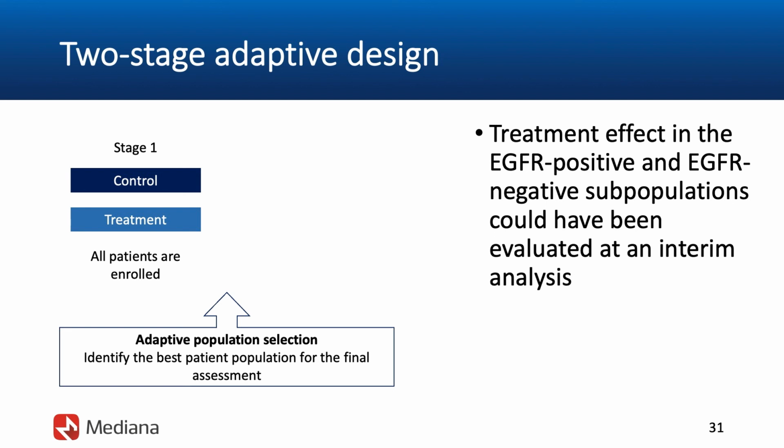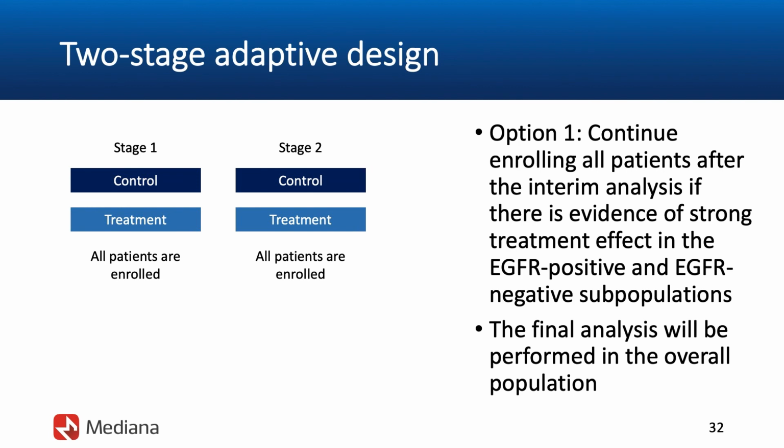That first stage data includes control and treatment patients up to a predefined number of primary events, which is the number of patients who experienced disease progression in this case. And then an adaptive population selection rule was pre-planned to be applied at that time. And the effects within the biomarker positive and biomarker negative subpopulations were to be evaluated to identify the best patient population for the final analysis. This leads us to two different options.